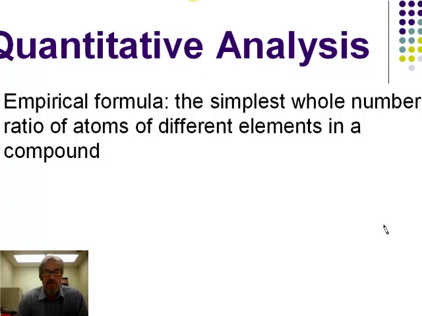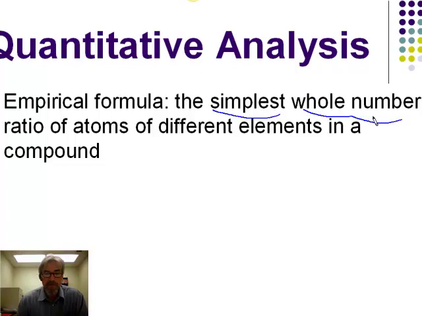It comes from the word empirikos in the Greek, which means pertaining to experience. And that means it comes from our quantitative analysis. Here's what it really is defined as. It's the simplest whole number ratio of atoms of different elements in a compound. So we know that all formulas have subscripts. We want to find out the smallest whole number ratio of those subscripts, basically, and that's the empirical formula.